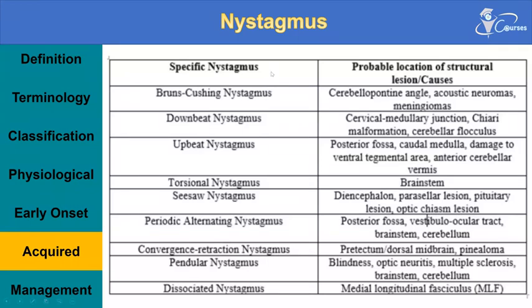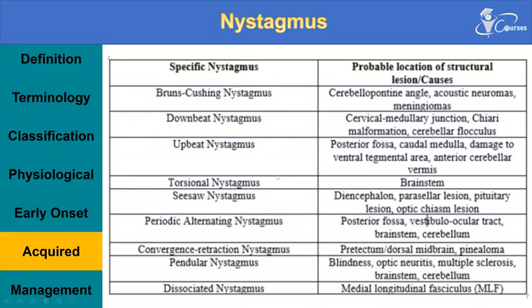Other forms of nystagmus, the main thing they will ask about in the exam is the location. What is the location of the lesion? What is the site of the lesion in different cases of nystagmus? So you need to know these are the main cases of nystagmus with the location of lesions. There's what's called the Brown-Cushing nystagmus. In this case, the lesion is present in the cerebellopontine angle, acoustic neuromas or meningiomas. Downbeat nystagmus, the site of lesion will be the cervicomedullary junction, Chiari malformation, and cerebellar flocculus.